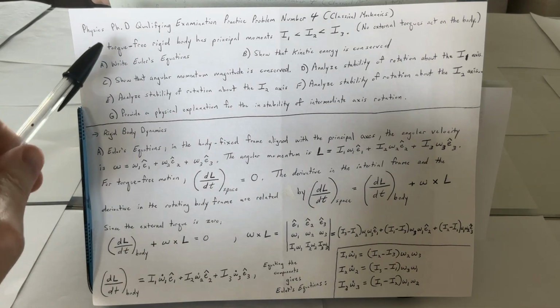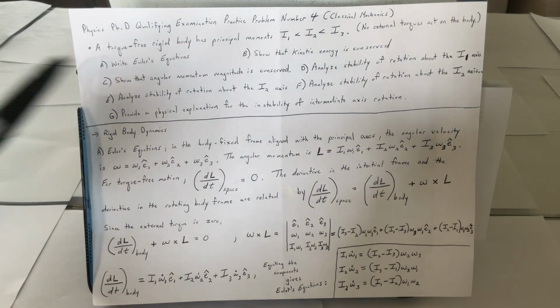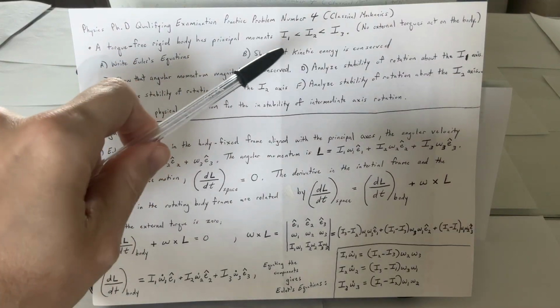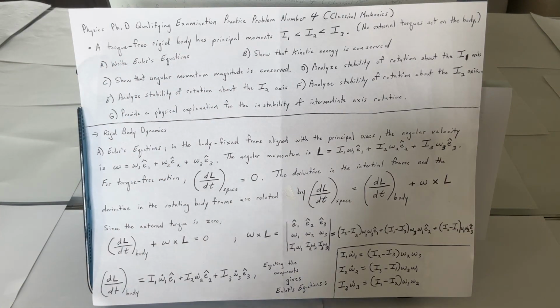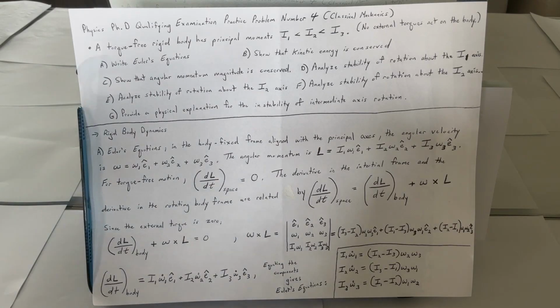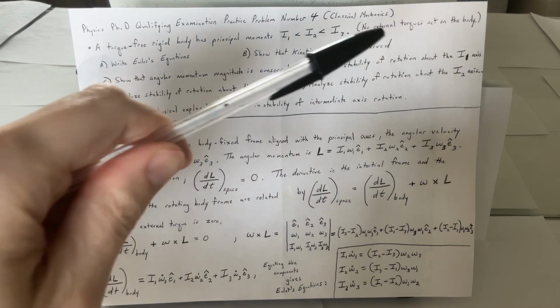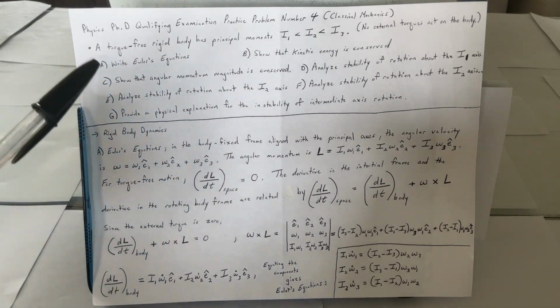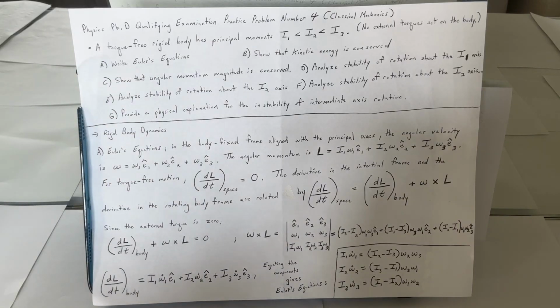Okay, so we have a physics PhD qualifying examination practice problem. This is number 4 in the classical mechanics domain. So let's begin. A torque-free rigid body has principal moments I sub 1 less than I sub 2 less than I sub 3. No external torques act on the body. Part A, write Euler's equations.